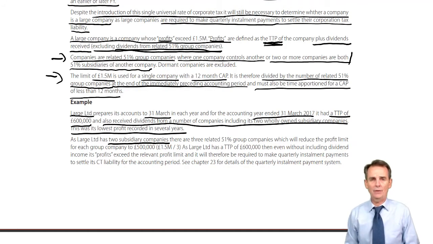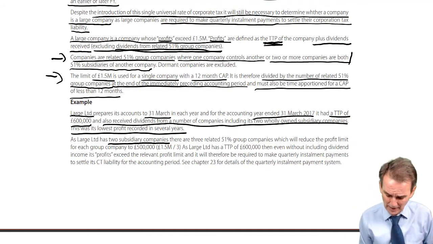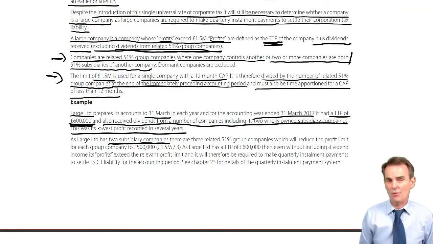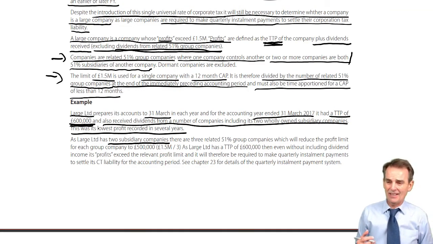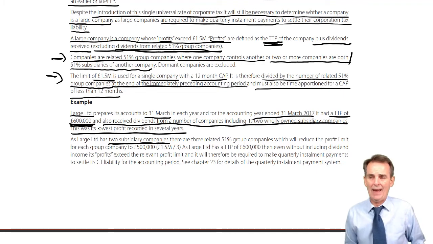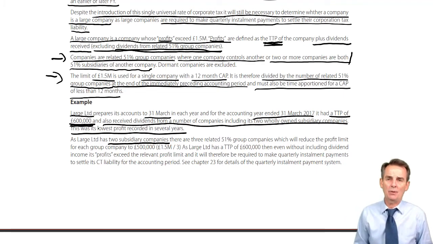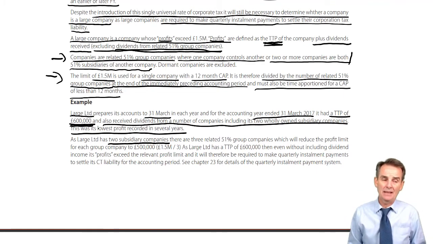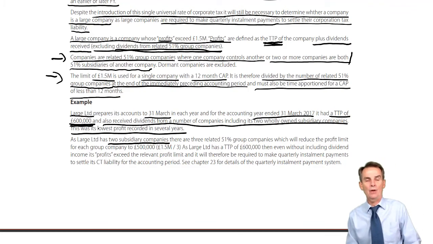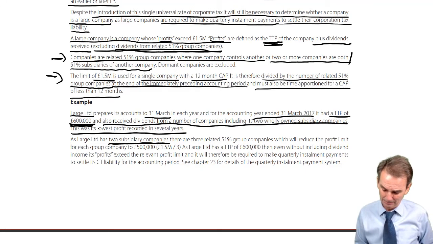Well, now we know that the profit limit is 500, and we already know that the TTP was 600,000. The extent of dividend income that would have had to have been added to TTP to give you the profit figure has become irrelevant, because at £600,000, let alone any higher figure that the profit might come to, we're already above the revised relevant profit limit of 500,000. The company, therefore, is a large company.